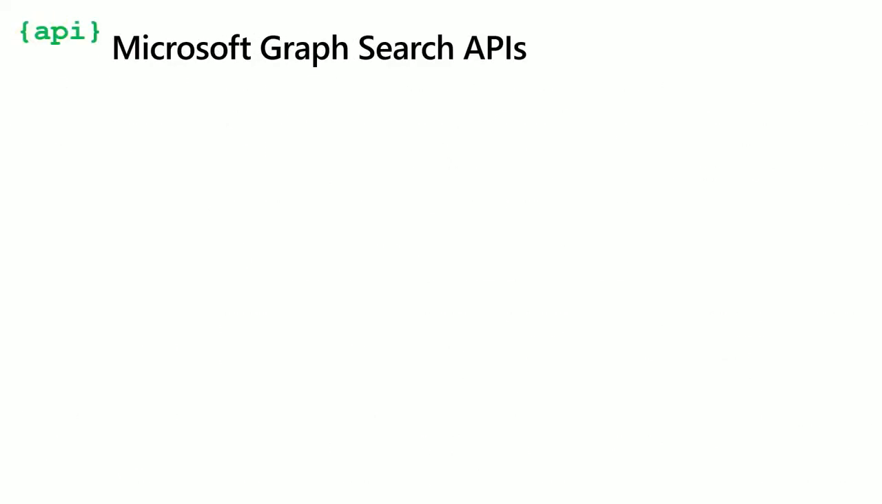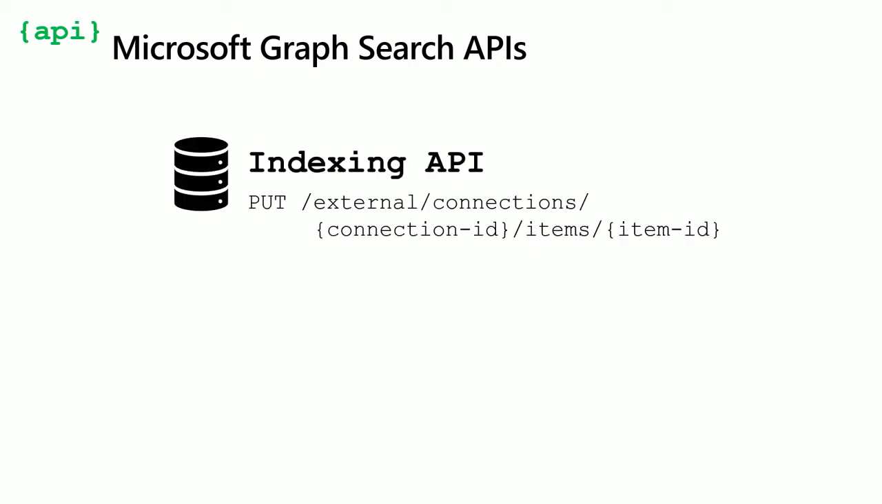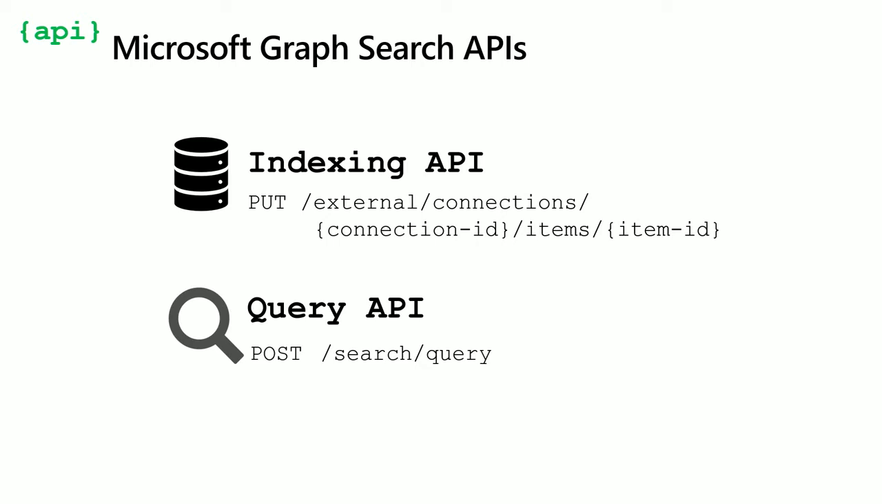And the third component is the Microsoft Graph Search APIs. And there are two parts to this. The first part is an indexing API that allows you to bring any data you want into the Microsoft Graph. And this is the API that you would use to build any custom connectors. And then there's also a query API that allows you to query things out of the graph to build custom search experiences.